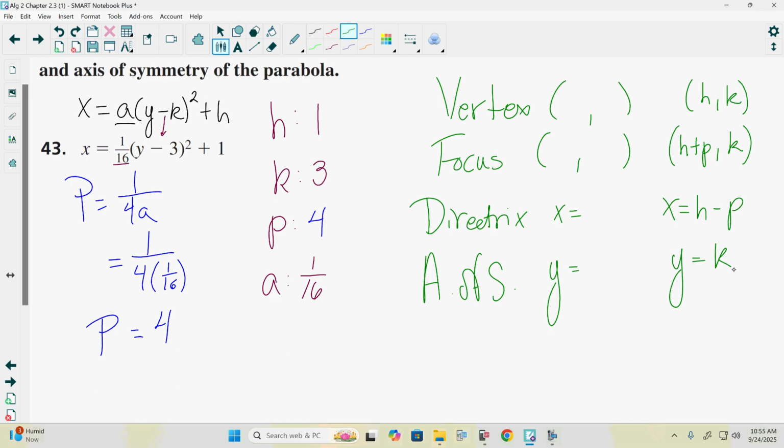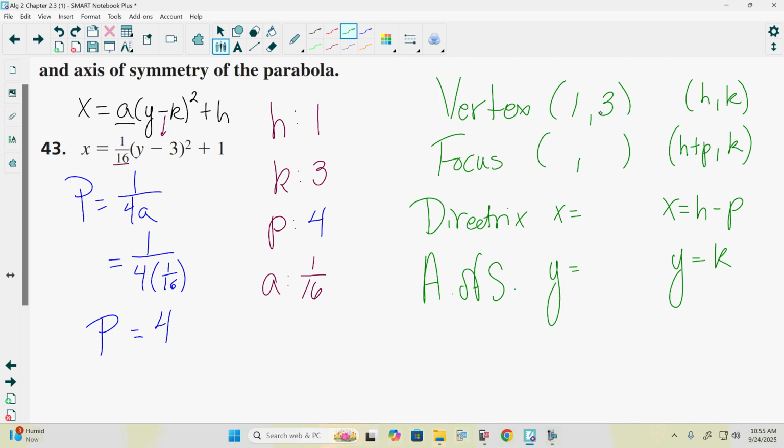So we found all this to be able to determine what the vertex, focus, directrix, and axis of symmetry is. Well, the vertex is going to be the point what? H comma k. So this would be 1 comma 3, because h is 1 and k is 3.